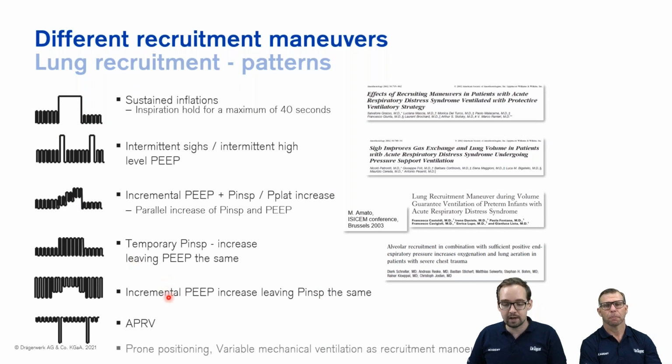A very different approach is APRV, which is a ventilation mode aimed at maximizing lung recruitment, at increasing the mean airway pressure. We will come to that later on. And of course, other things which we cannot cover today: prone positioning might really be considered a recruitment maneuver, and variable mechanical ventilation is another interesting approach to improve recruitment with as non-invasive strategies as possible.